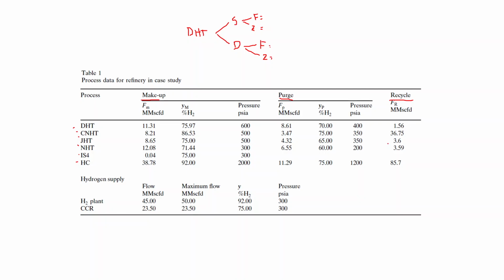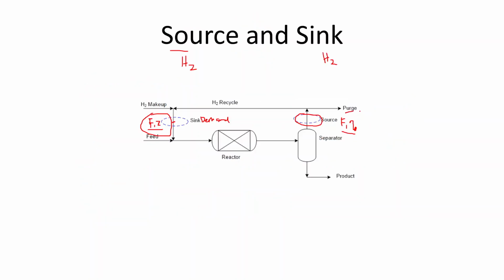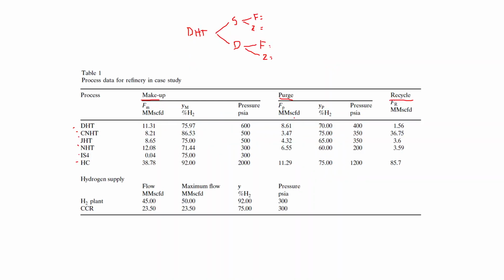So I'll help you. We have the purge data, we have the recycle data, and then source is basically purge plus recycle, right? So purge plus recycle for diesel hydrotreating. How much is that? So yeah, it's about 10 something million cost, right?